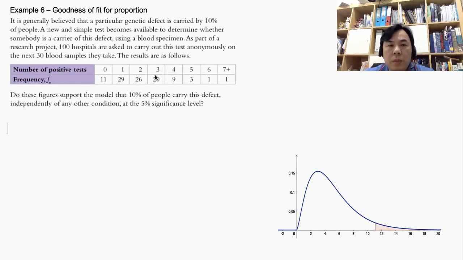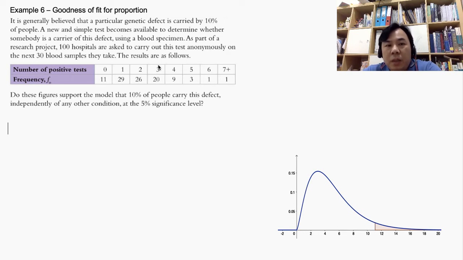Alright, welcome back. Example 6. Check for goodness of fit for proportion. It is generally believed that a particular genetic defect is carried by 10% of people. A new and simple test becomes available to determine whether somebody is a carrier of this defect using a blood specimen. As part of a research project, 100 hospitals are asked to carry out this test anonymously on the next 30 blood samples they take. So the results are shown below here.